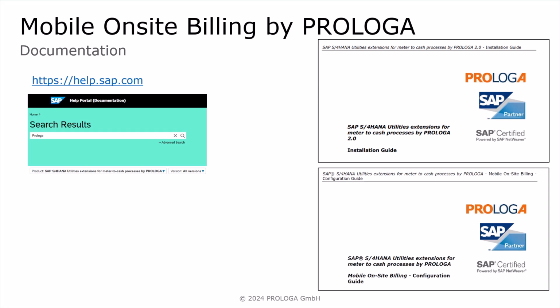The best way to find the relevant information is using the SAP Help webpage. On that page, simply type PROLOGA and it will show you a list of all available documentation from us. Make sure to download the correct material for our solution SAP S/4HANA Utilities extensions for meter-to-cash processes by PROLOGA: the installation guide as well as the configuration guide, since these are the two documents used in this course.